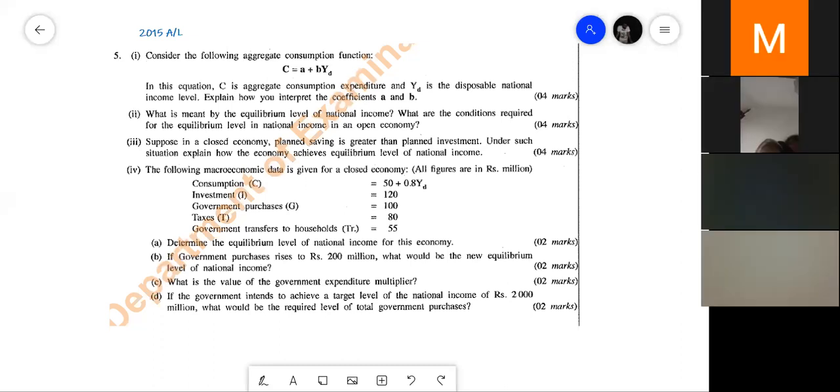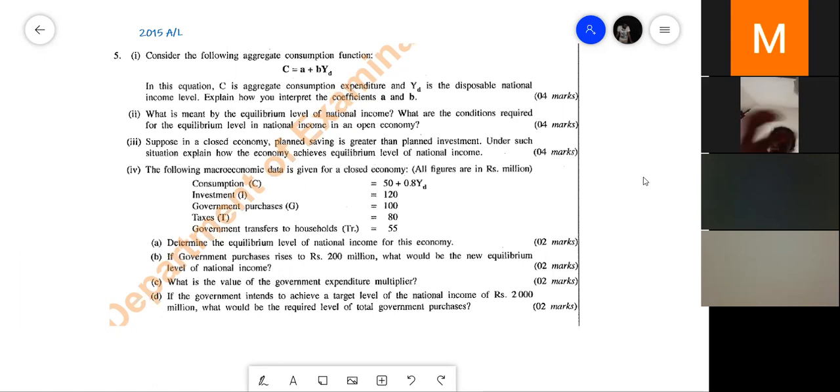2015, essay question number 5, part 1. They say, consider the following aggregate consumption function, C equals A plus B YD. In this equation, C is aggregate consumption and YD is disposable national income. How do you interpret the coefficients A and B? I think that's an easy question.